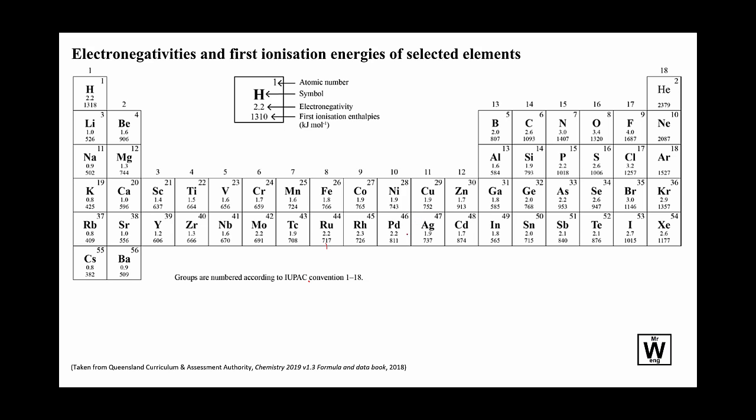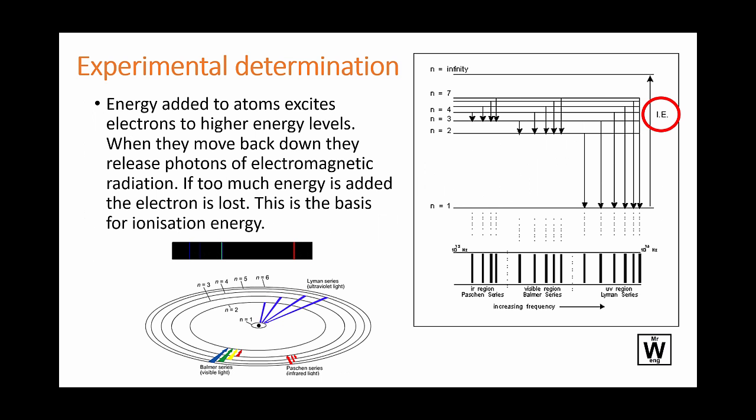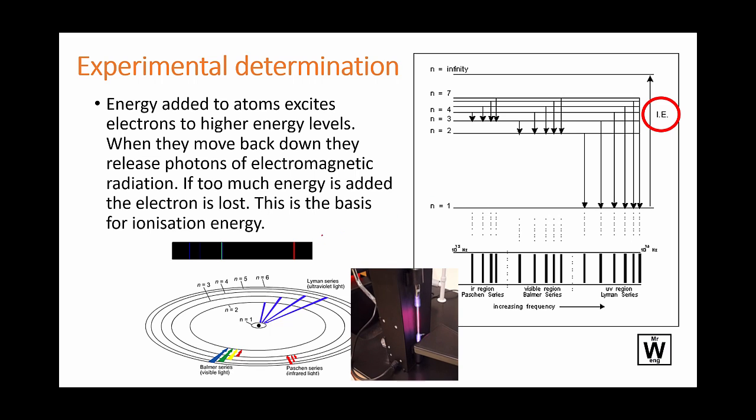So just once again, if you forget your trends, just go to your data booklet and you can look them up. But the mark scheme will be about explaining usually. So first of all, just experimentally, you can get light emitted from hydrogen gas and put it through a prism.